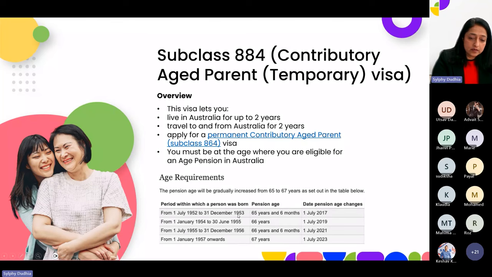If you see the table, on 1st of July 2017, the age pension criteria was 65 years.